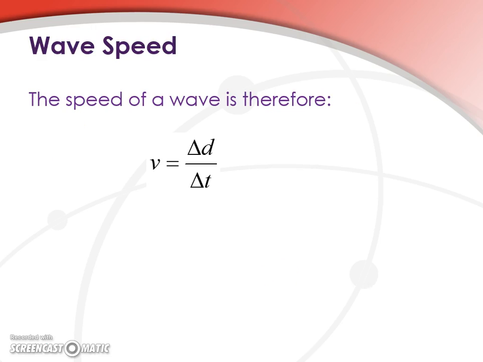Now with these things in hand, we can calculate the speed of a wave. Of course, speed is change in distance over change in time, but we know that the distance, a wavelength, is covered in one period. And if we substitute in the frequency for 1/period, we can see that the speed of a wave is lambda times the frequency.